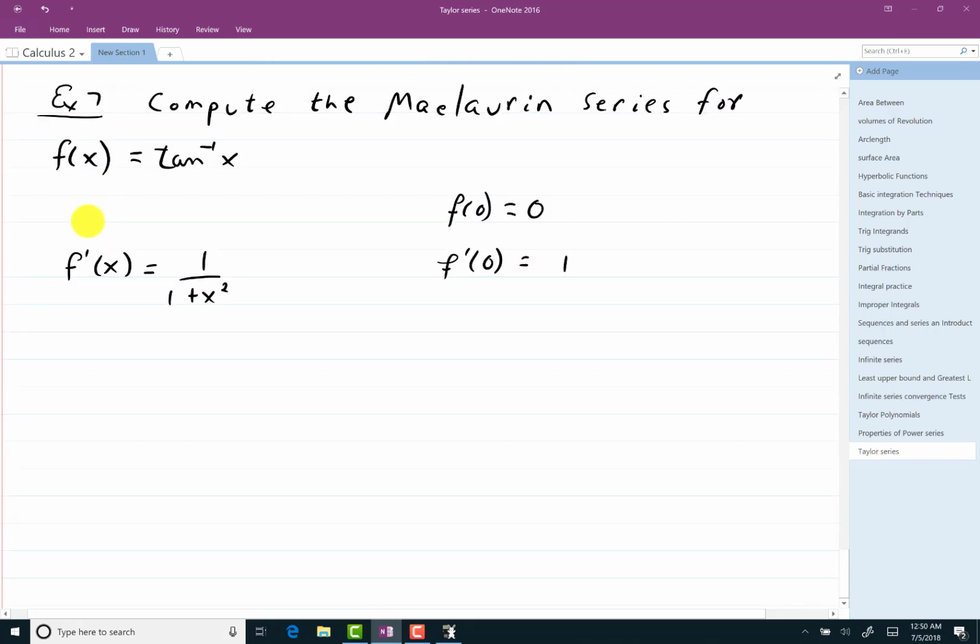And then the derivatives get messy from this point on. f double prime of x equals, now I think of this as being 1 plus x squared to the negative 1. It makes subsequent derivatives easier. So I get negative times 1 plus x squared to the negative 2 times 2x. And then when I plug in 0 there, that becomes 0 because of the 2x.